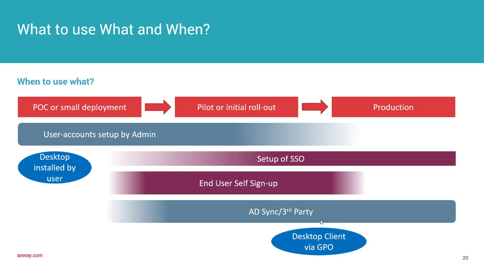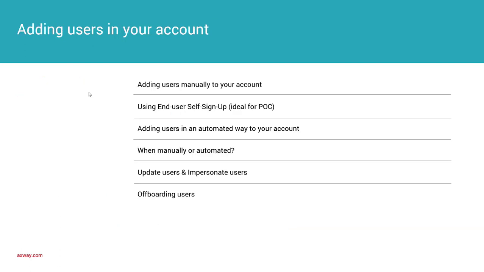So with that, we have given you an overview of what to use when, and also given you several steps to provision users from manual provisioning, end-user self sign-up, API or AD-Sync tool. Next on our agenda is the option to update or impersonate your users.